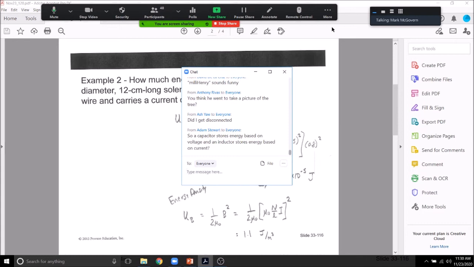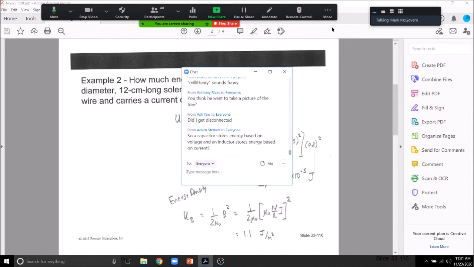Let's see here. They both store energy, capacitors and inductors. The capacitor does so by having a separation of charge, which establishes a potential difference. For the inductor, it stores energy, and it's not necessarily a storage of current, but it's the changing current that allows there to be a potential difference that can either store more energy or release more energy.